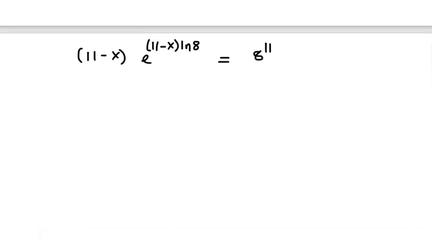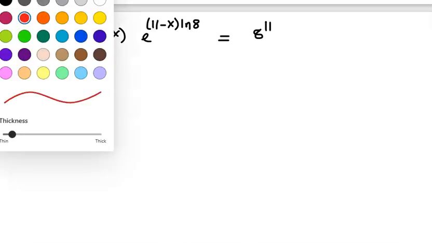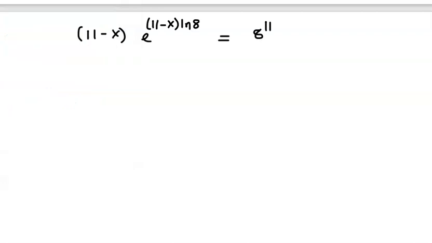Now we're going to make use of the Lambert W function, right? Remember the property of the Lambert W function. So we have the following property for the Lambert W function, that the Lambert W function of x times e to the power of x simplifies to x.